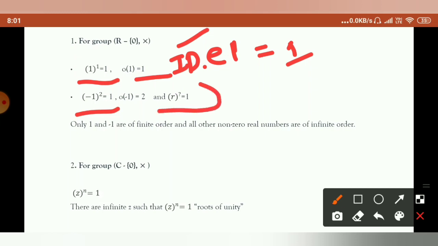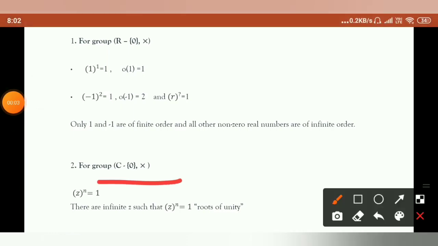But for all other real numbers, let r be a real number, and we have to find the power of r which makes it 1. But there is no such positive integer which when r is raised to it gives us 1. So all other real numbers are of infinite order except 1 and minus 1. These are two elements of finite order. All the other elements are of infinite order.